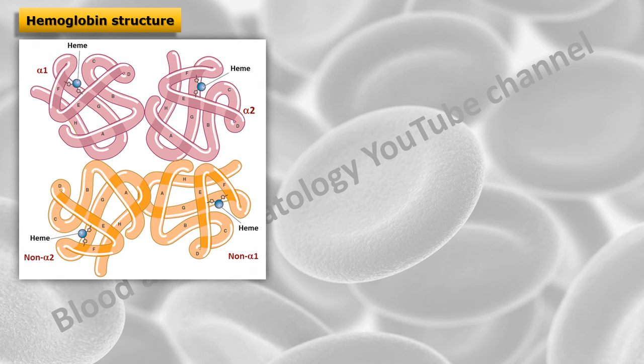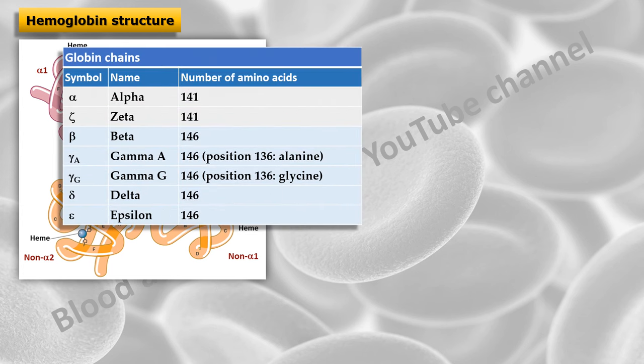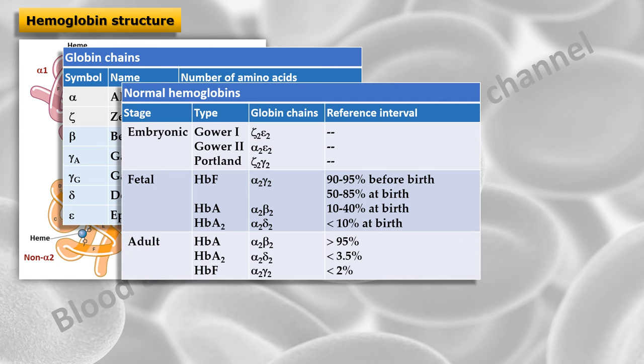The hemoglobin molecule is a globular protein consisting of two different pairs of polypeptide chains and four heme groups, with one heme group embedded in each of the four polypeptide chains. Variations in amino acid sequences give rise to different types of polypeptide chains. Each chain is designated by a Greek letter. Two types of globin chains are produced, alpha-like, including alpha and zeta, and beta-like, including beta, gamma, delta, and epsilon. A pair of alpha-like chains combines with a pair of beta-like chains to form the various types of tetrameric hemoglobin molecule.